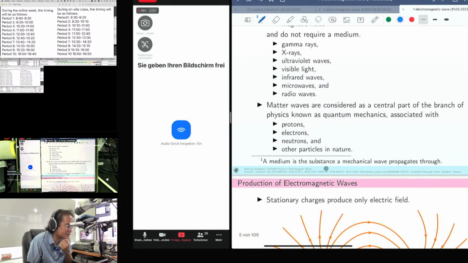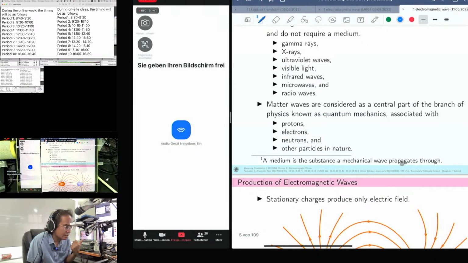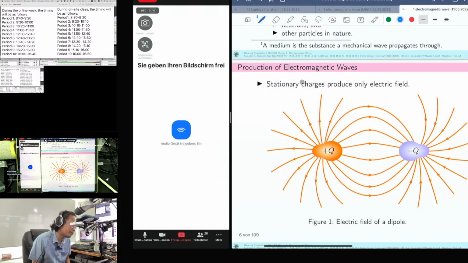Yes, medium is the substance that a mechanical wave needs to use for its propagation. Okay, we are going to start the details of electromagnetic wave generation, how the EM wave is generated.